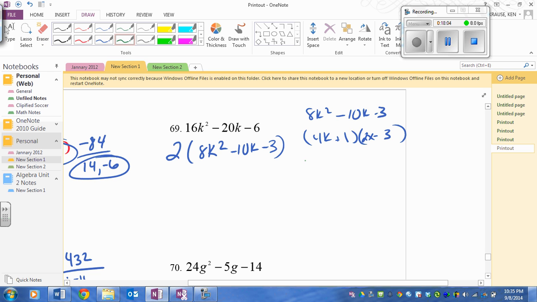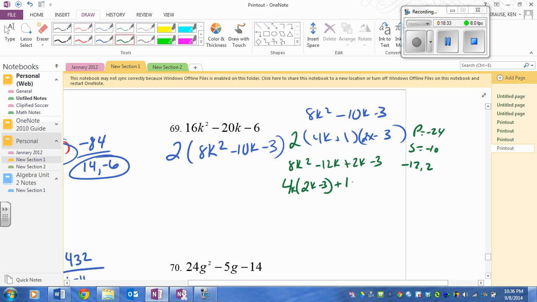But the other way would be the product equals negative 24, and the sum equals negative 10, so that's negative 12 and 2. So for 8k squared minus, by the way, let's put the 2 out. 8k squared minus 12k plus 2k minus 3. All this I can take out a 4k, and I'm left with 2k minus 3. All this I can just take out a 1, 2k minus 3. So the two sets of parentheses are 4k plus 1 and 2k minus 3. Don't forget you still got that 2 up front.